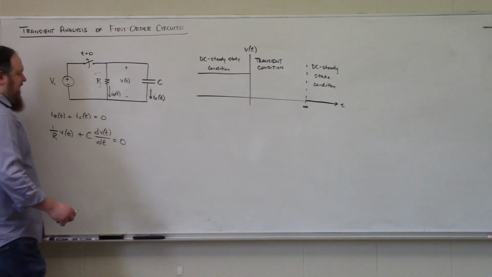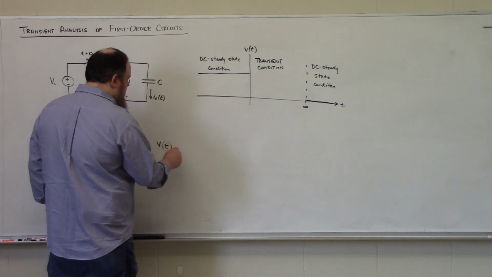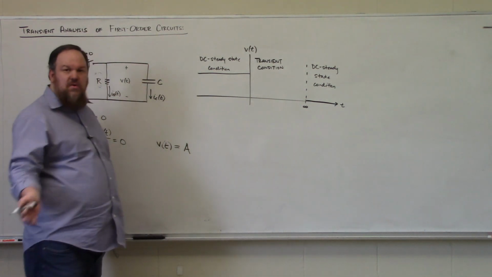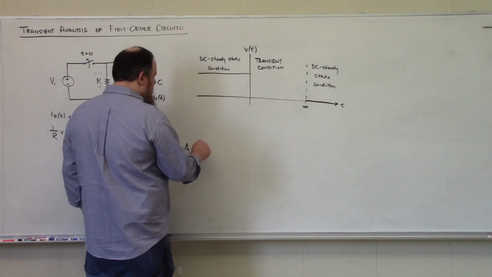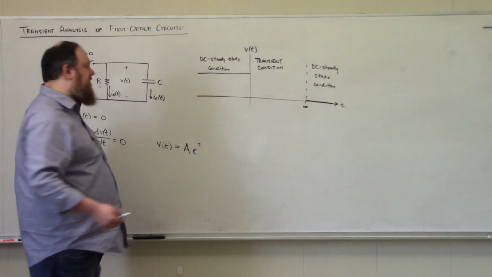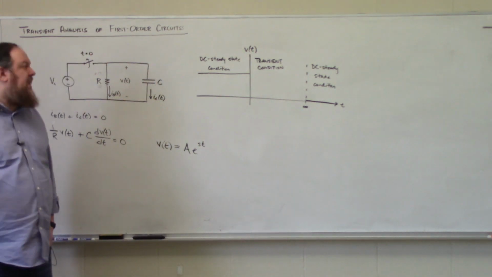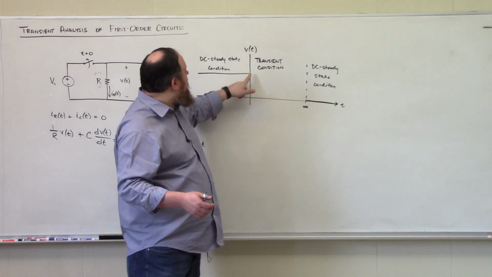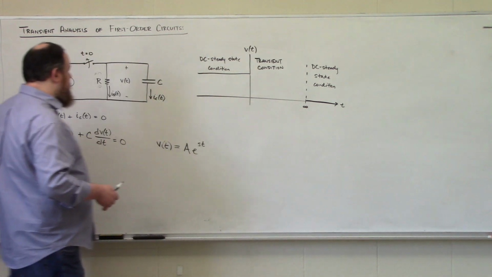So we are going to make an educated guess. We are going to guess that V of t will be of the form A, some coefficient that we'll have to determine, e to the s t. S is the eigenvalue or the natural frequency of the system. So we are supposing here that there is an exponential relationship that is going to occur from this point at t is equal to 0 plus to this point at t is equal to infinity.